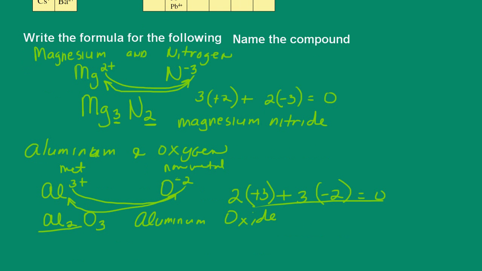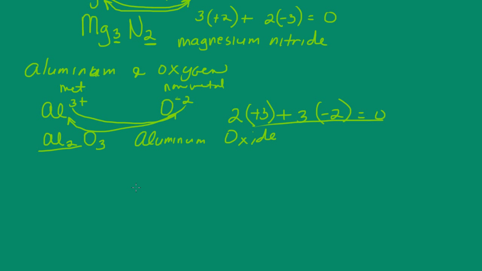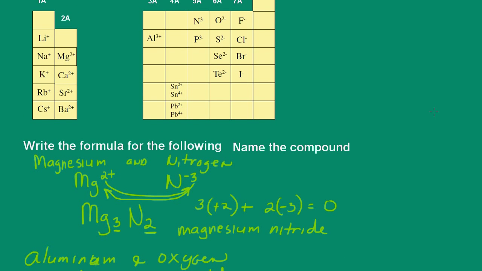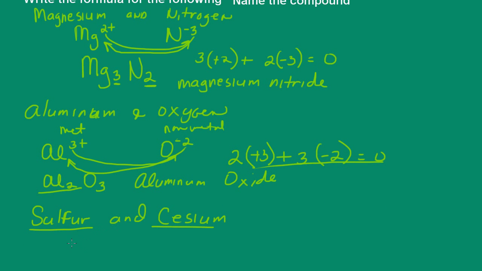Let's do one more. And let's look at the combination of sulfur and cesium. Now be careful here. Sulfur is a nonmetal, cesium is a metal. So it's the metal that loses the electrons, and cesium is in group 1A, so it's going to have a +1 charge. So cesium is going to be a +1, and sulfur is in group 6A, and it's going to have a -2 charge.